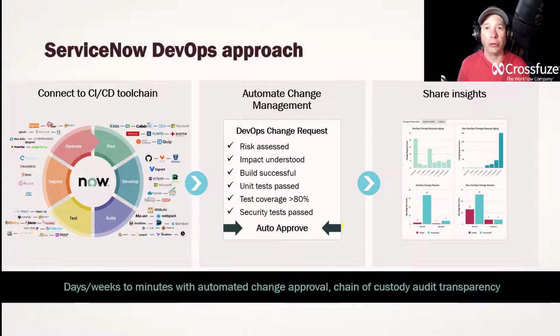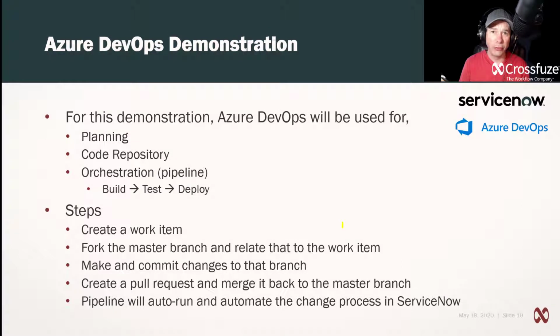So when we go look at the work notes for a particular change, you're going to see exactly the process it went through. You're going to be able to look at the commits that are related to it and see that actual code. So for today's demonstration, I'm going to stay strictly in Azure DevOps and ServiceNow. So I'm using ADO for the planning tool, the code repository, and the orchestration or the pipeline.